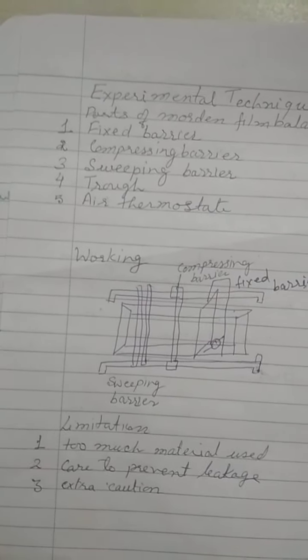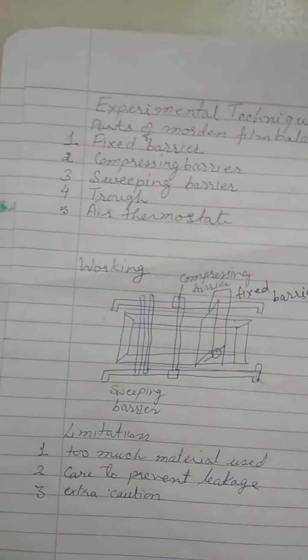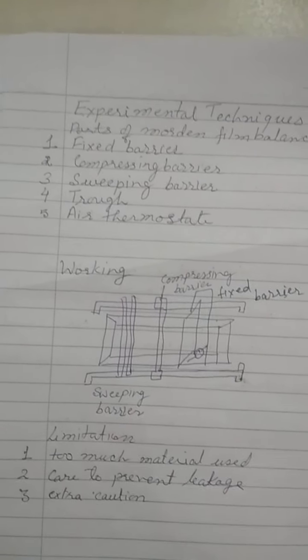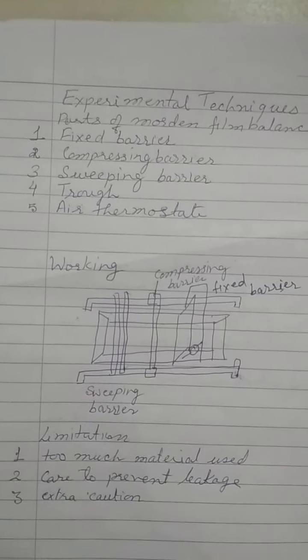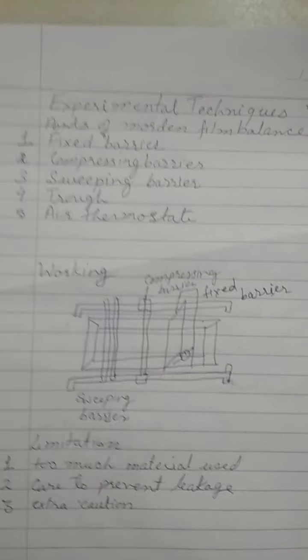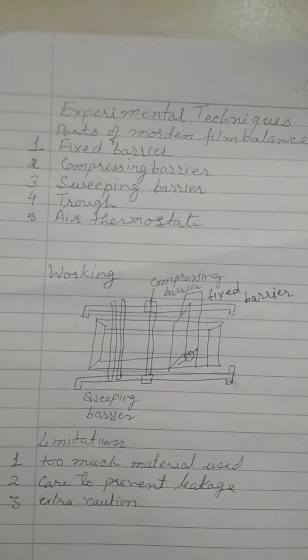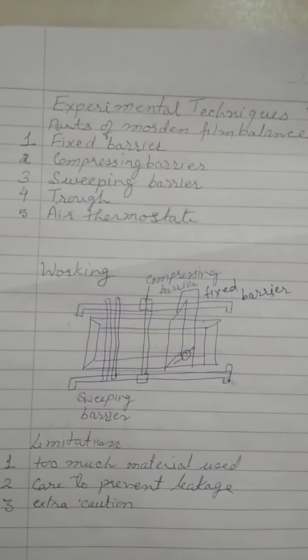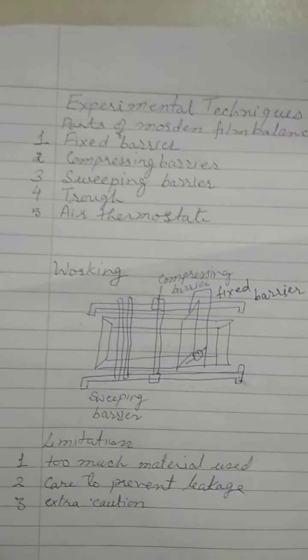For example, a dilute solution of stearic acid in benzene. Benzene evaporates, leaving a film. Then the sweeping barrier is advanced towards the compressing barrier. The surface film exerts a surface pressure on the float, pushing it backward. The torsion wire attached to a calibrated circular scale is twisted until the float is returned to its original position.